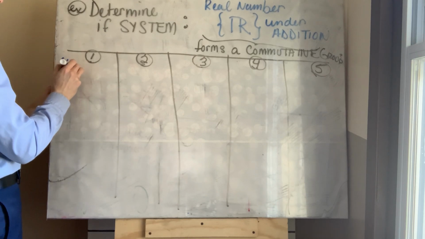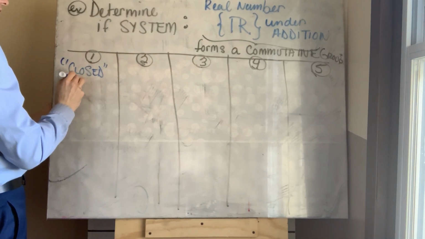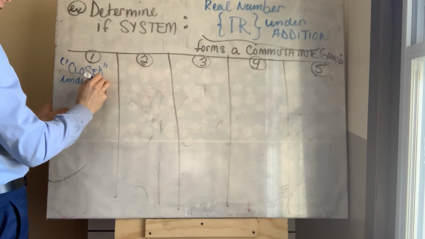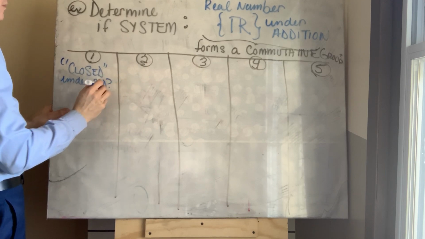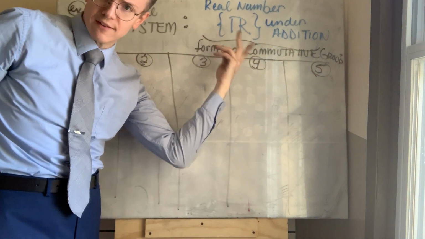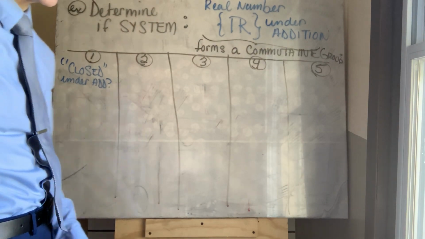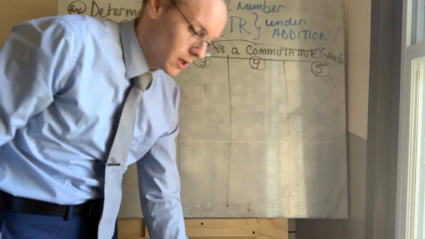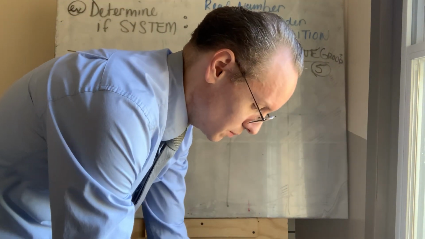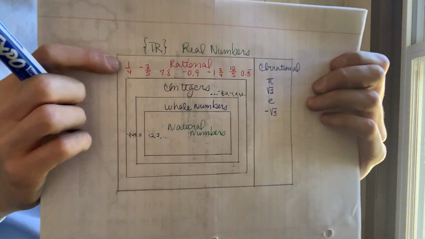Is it closed under addition? We would need to maybe illustrate some contents of the set. If it's real numbers, you know that that's pretty vague. Not to rehash this, but let me show you a little drawing here. This is what I was alluding to before.